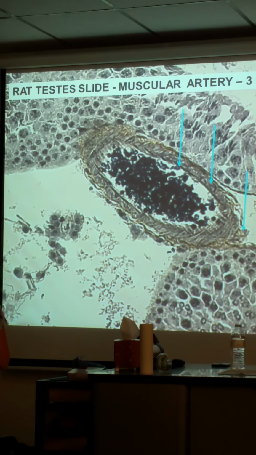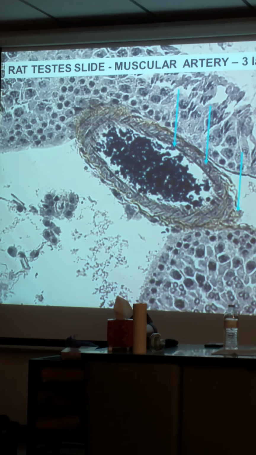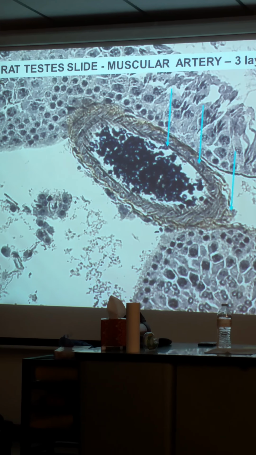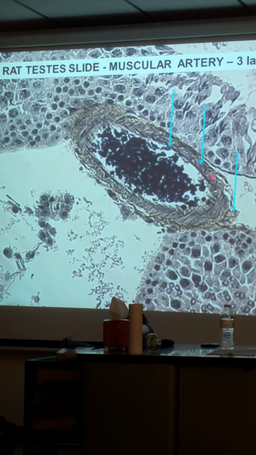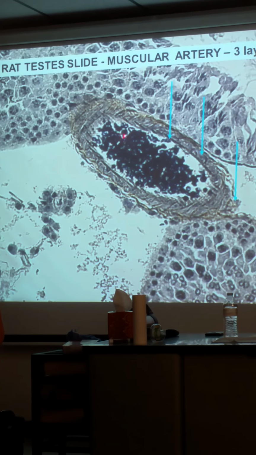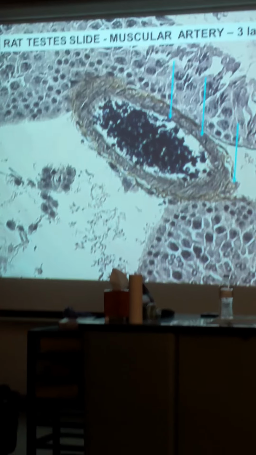Let's look at a different artery from a different stained slide. This is also a muscular artery. Let's remember that elastic and muscular arteries have all three tunics. The three arrows point to tunica intima, media, and adventitia. The cells inside are the red blood cells. This is from the rat testes.